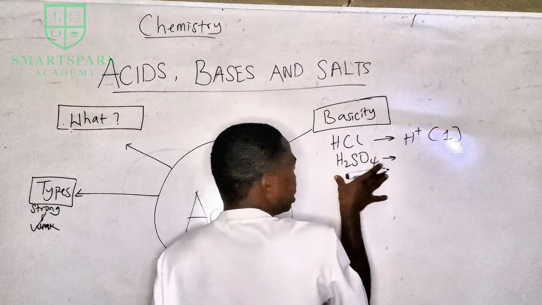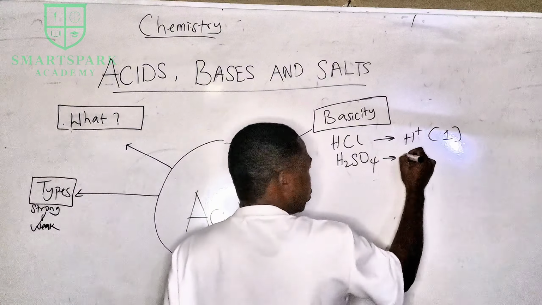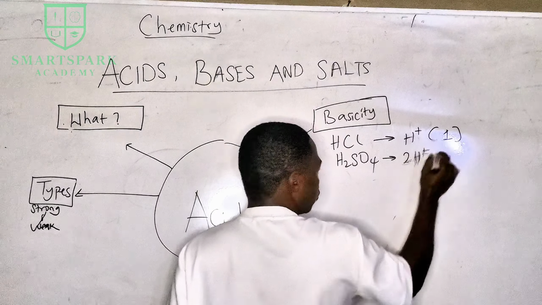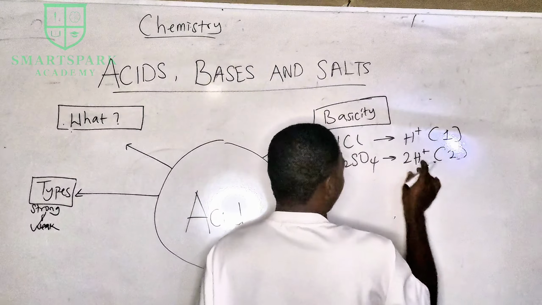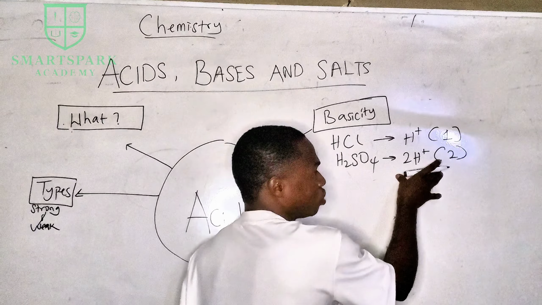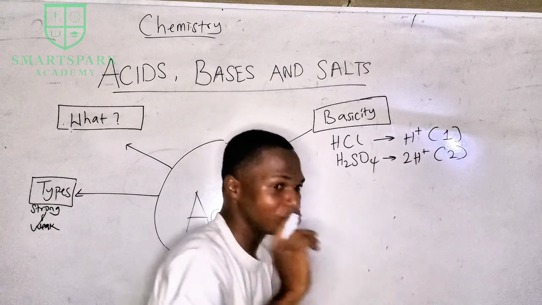H2SO4. When it dissolves in water, it will give you 2 hydrogen ions. So the basicity of H2SO4 is 2. Listen, very, very important.